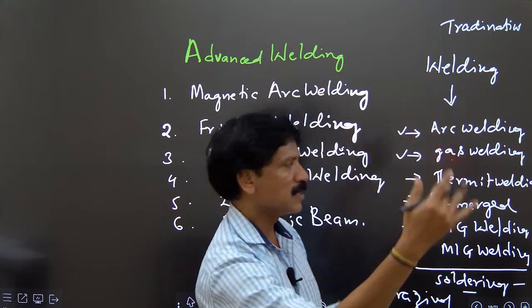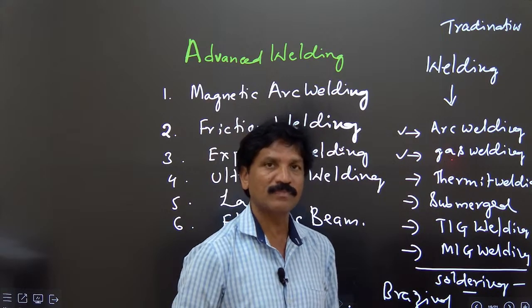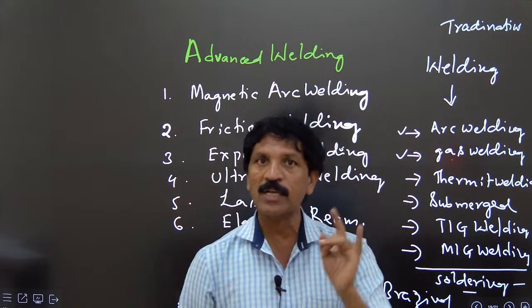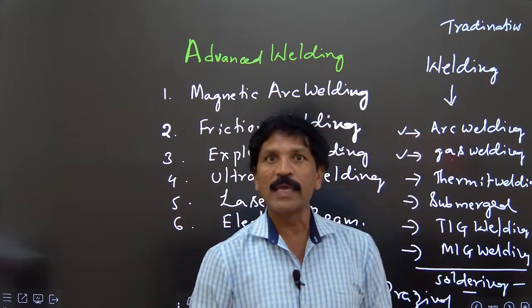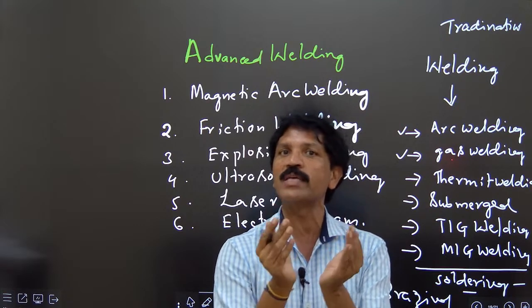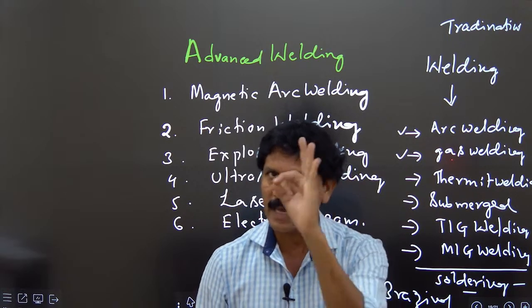So, that is the submerged welding. And TIG welding, tungsten inert gas welding. Tungsten is an electrode. Inert gas, so helium or hydrogen, these gases are utilized for the welding process.